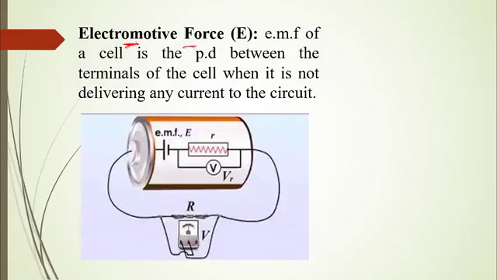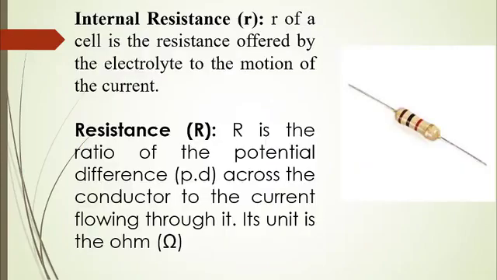What about electromotive force, also known as EMF? The EMF of a cell, simply put, is the potential difference that has been created between the terminals of that cell when it is not delivering any current to the circuit. In other words, it's basically an open circuit and can be used to take the reading of the potential difference that exists in that particular cell.